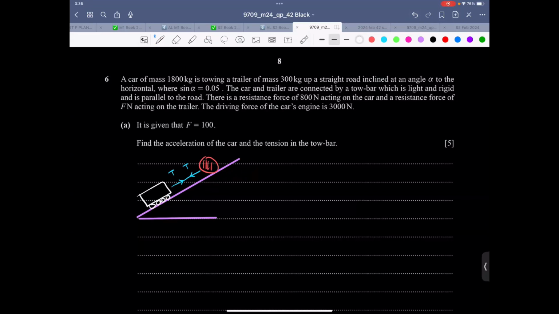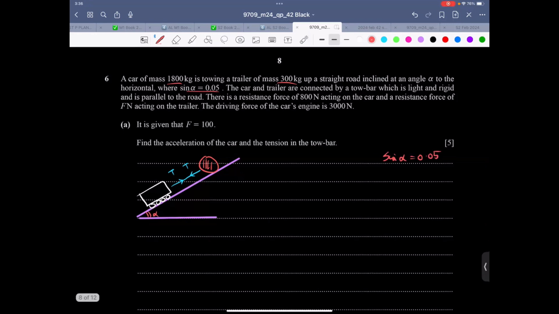And the mass of the car is 1800. So let me just mark it. So the mass is 1800, mass of the trailer is 300, angle is alpha. So this is alpha over here, and sine of alpha is 0.05. Now they're connected by a tow bar, which is light and rigid, and it's parallel to the road. So that always is the case. There is a resistance force of 800 on the car and resistive force of F Newton on the trailer.